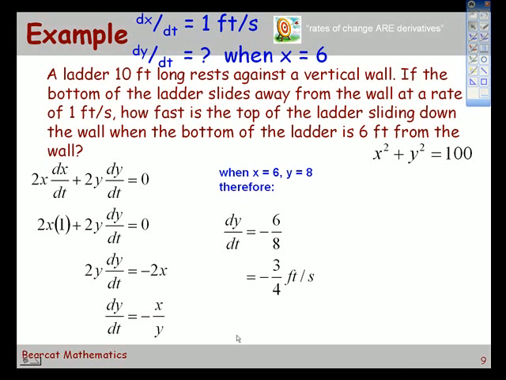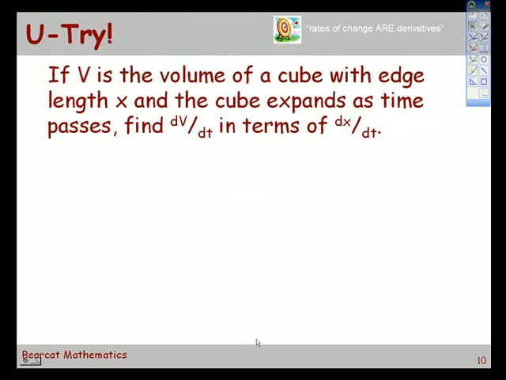Okay, again, if you need to pause here, go ahead and pause and digest this a little bit. Otherwise, we're moving right on to the U-try.